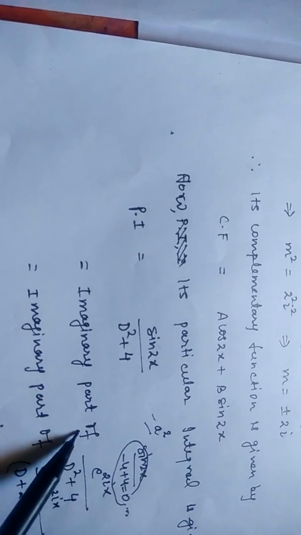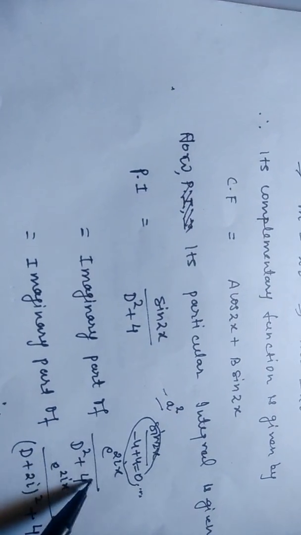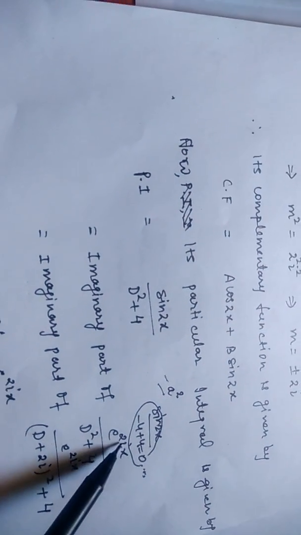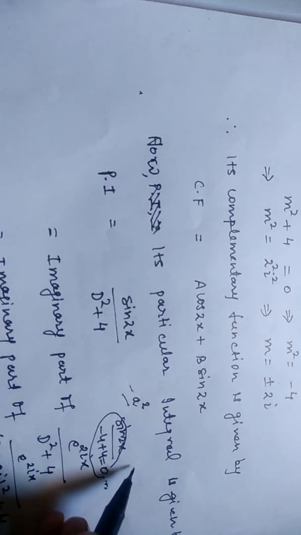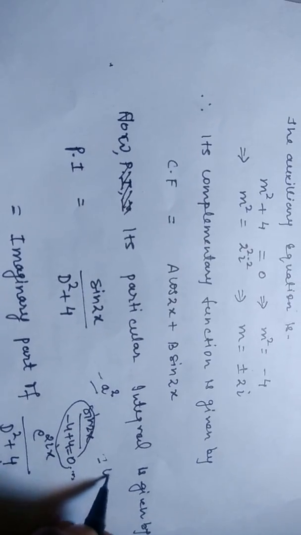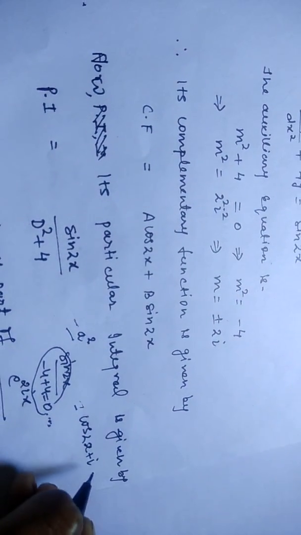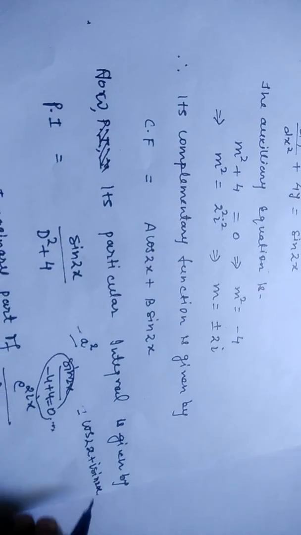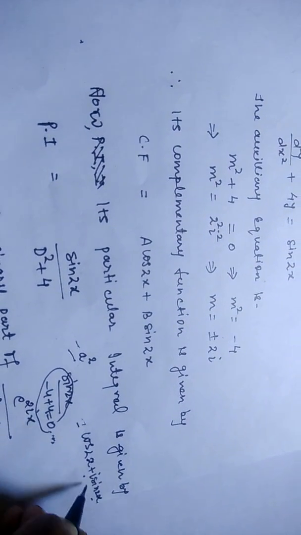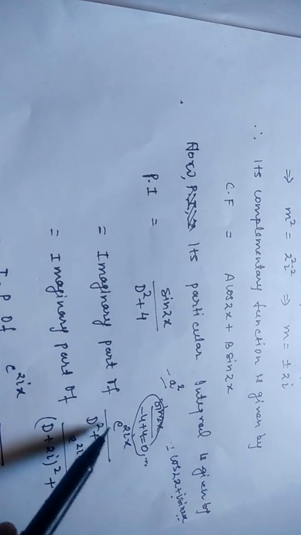imaginary part of e to the power 2ix divided by d square plus 4. Here we have taken e to the power 2ix, since e to the power 2ix is equal to cos 2x plus i sin 2x, and i sin 2x is the imaginary value. That's why we have taken the imaginary part of e to the power 2ix divided by d square plus 4.